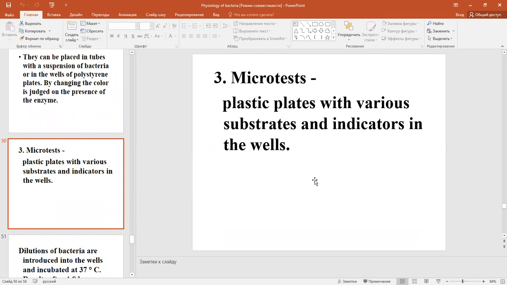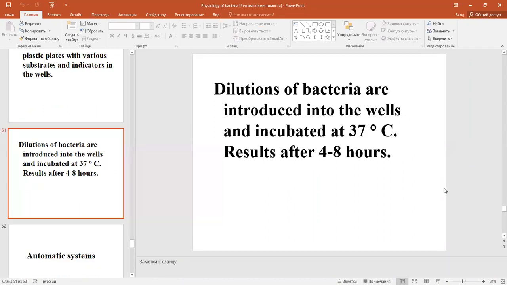They are plastic plates with various substrates and indicators in the wells, in the dippings, and dilutions of bacteria are introduced into the wells and incubated at 37 degrees Celsius in a thermostat. And then again, due to fermentation of substrates, we will see a change of color, and it is possible to see results in 4 to 8 hours. And due to the instruction, it's possible to make a conclusion whether the result is positive or negative.